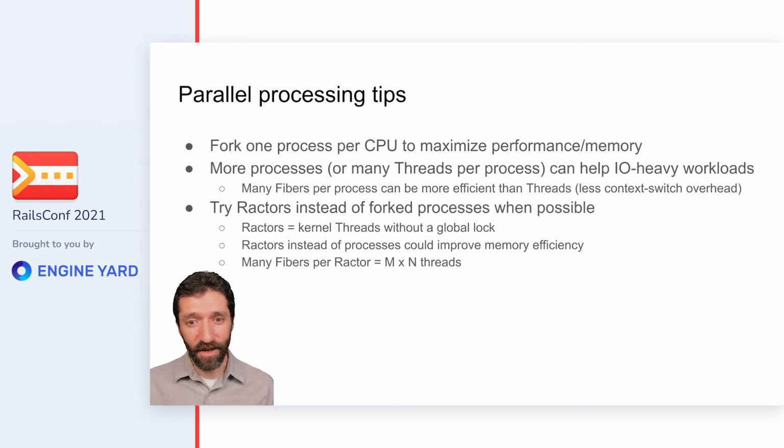Message passing between ractors could theoretically perform better than IPC-like pipes communicating between processes. However, I haven't seen any benchmarks confirming this advantage yet, so that's still up in the air. Looking toward the future, if and when ractors get more mature, using many fibers per ractor and then one ractor per CPU could possibly reach that M by N threads holy grail performance I talked about earlier.